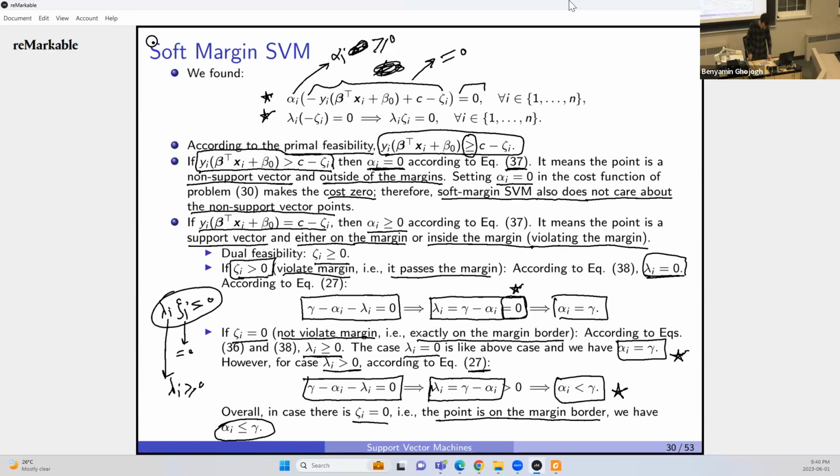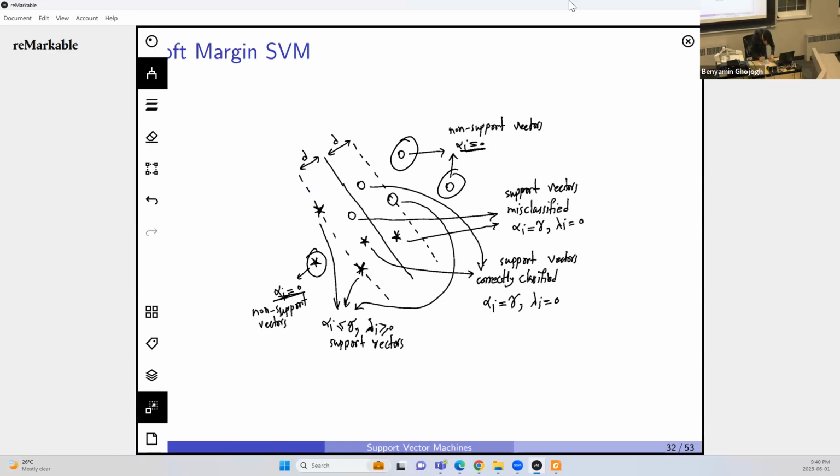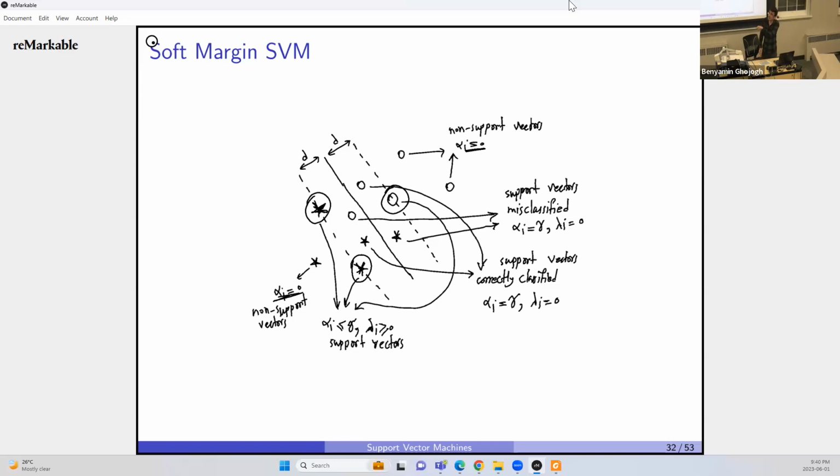I have drawn, in summary, let's talk about it in this way. See this figure? These points that I'm circling around are non-support vectors. Their alpha I's are zero. Now let's talk about these points, which are exactly on the border. These three points are support vectors. They are correctly classified. Their alpha I's are exactly equal to gamma. Their lambda I's are zero. We talked about it.